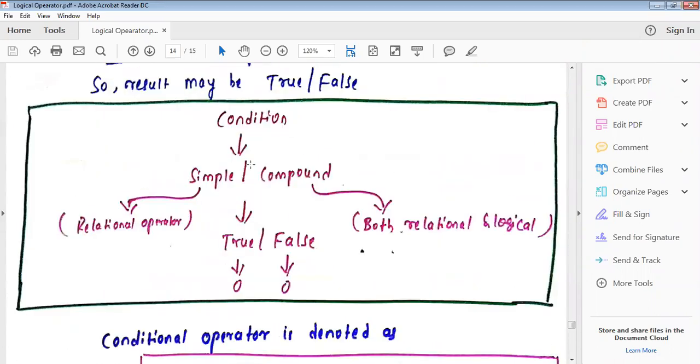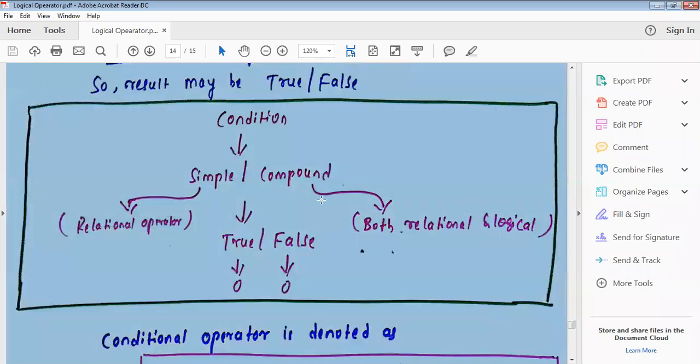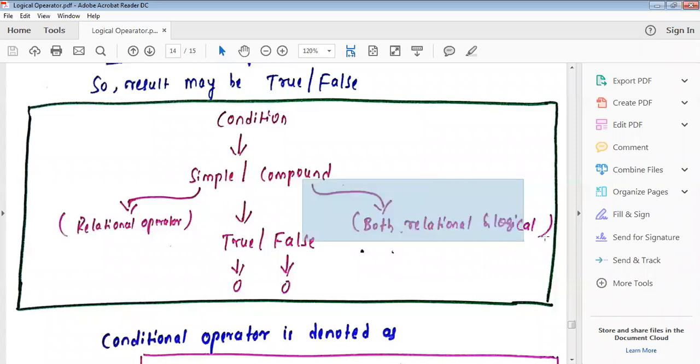So a condition may be a simple condition or a compound condition. For a simple condition you use the relational operator, and for a compound condition you use both relational and logical operators. The result is what? True or false. If it is true, it will return. So please change this one. This is not a 0. Here I return 0. Here also I return 0.